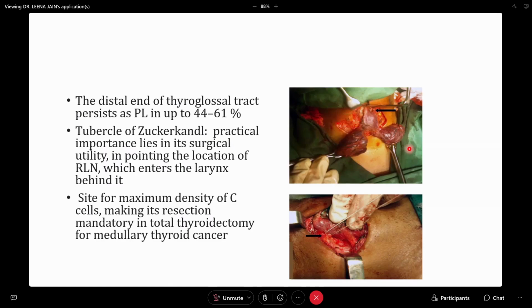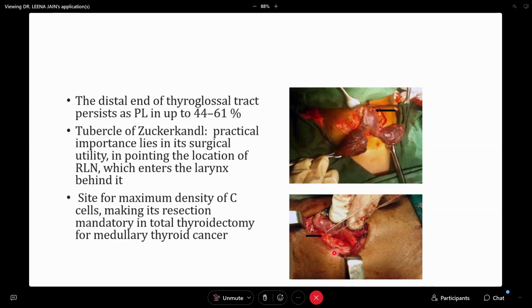In most cases, about 45%, you will see type 3, and it is one of the landmarks for the recurrent laryngeal nerve. Even though it is not a bony landmark, it is a good landmark in 60 to 80% of cases to locate the recurrent laryngeal nerve. This was your pyramidal lobe, and here was the tubercle of Zuckerkandl. Beneath this tubercle, the recurrent laryngeal nerve enters the larynx. So these are the two important sites.